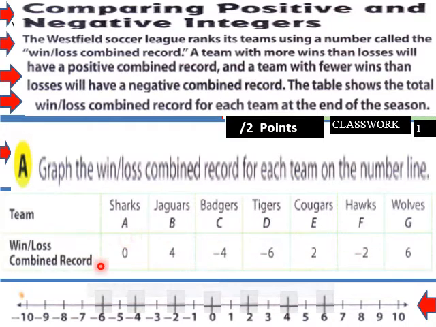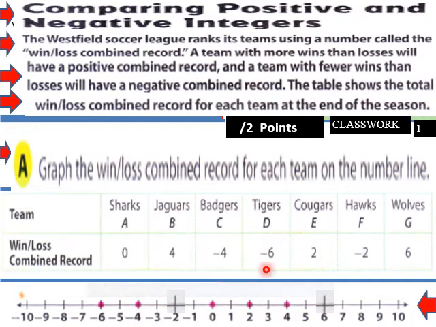Teachers, wait on your students here. Give them 3-4 minutes for this. Okay, and for 0, who's got a 0 would be the Sharks. Then 4 would be the Jaguars. And then -4 would be the Badgers. -6 would be the Tigers.